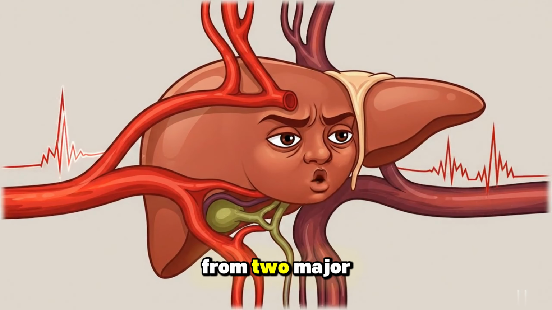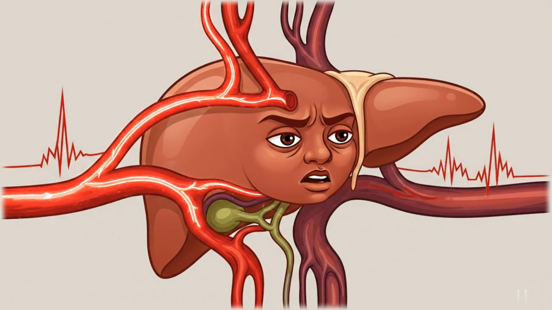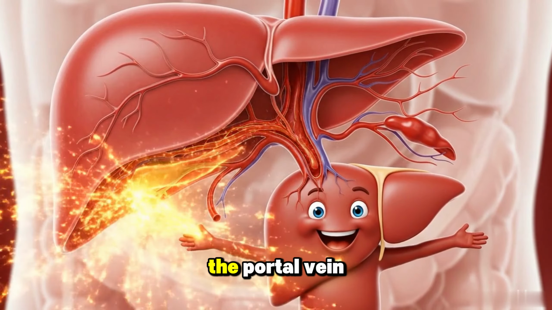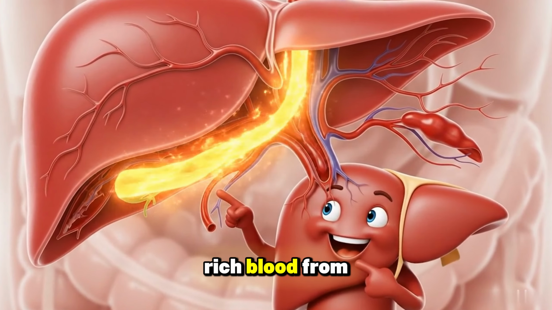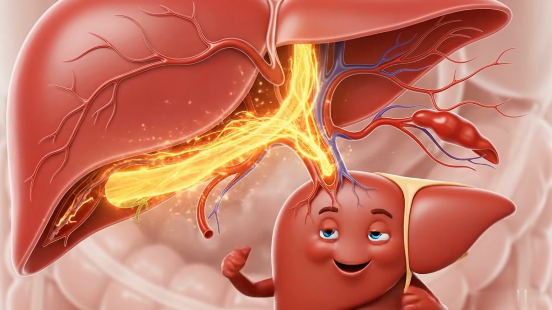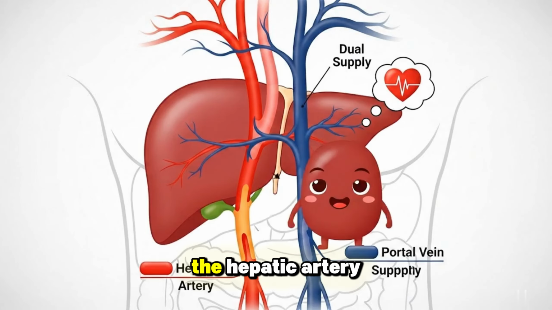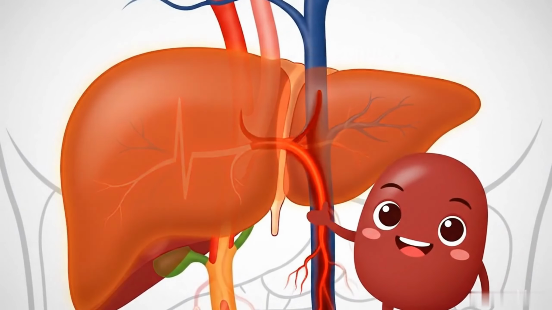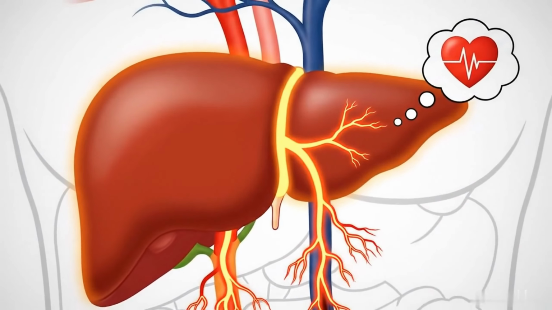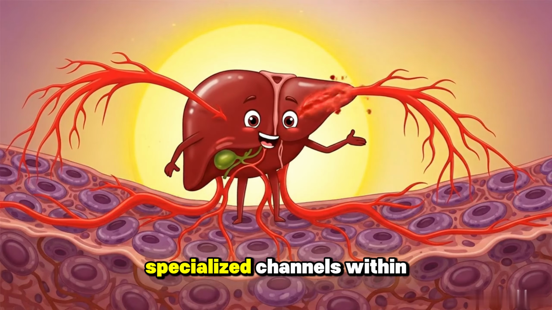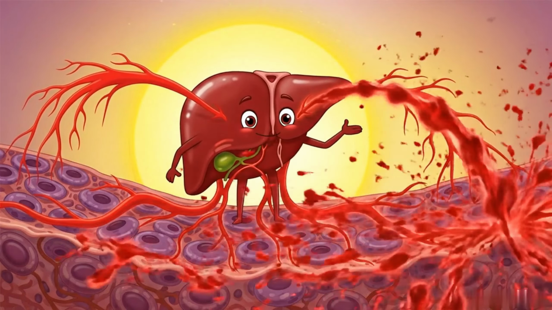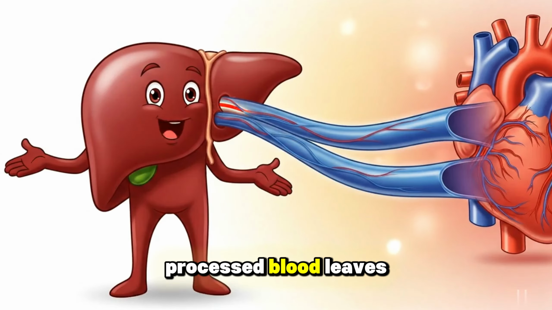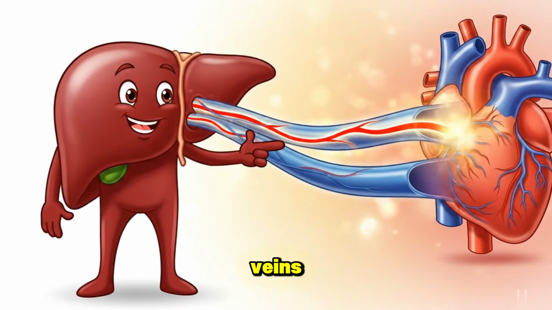I receive blood from two major sources. The portal vein brings nutrient-rich blood from the digestive system. The hepatic artery supplies oxygen-rich blood. Blood flows through specialized channels within me. Processed blood leaves me through hepatic veins.